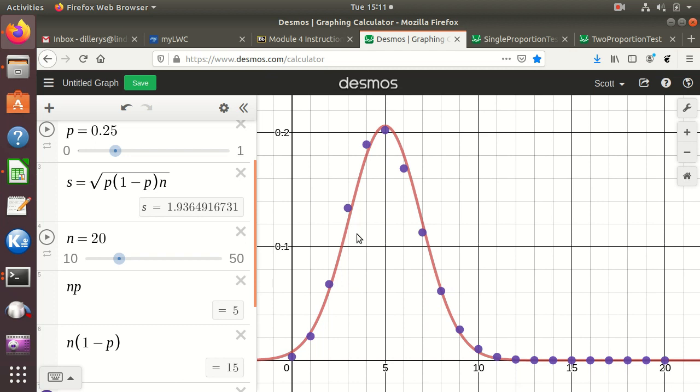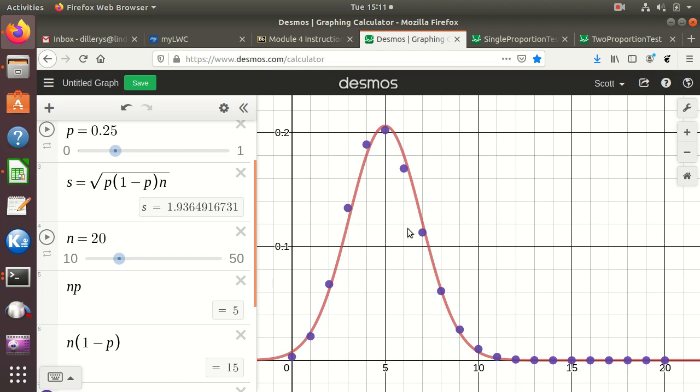So what you can see there is that the binomial distribution follows the normal distribution pretty darn well. And that's for n times p at least 5, n times 1 minus p at least 5, and n at least 20.